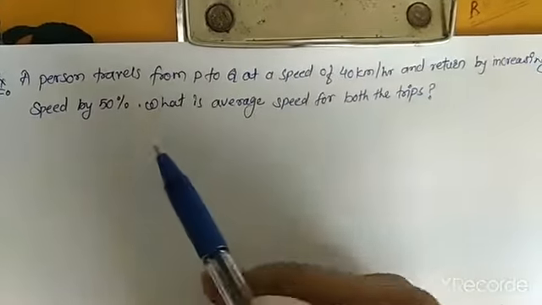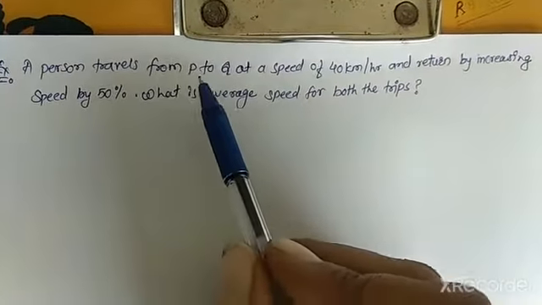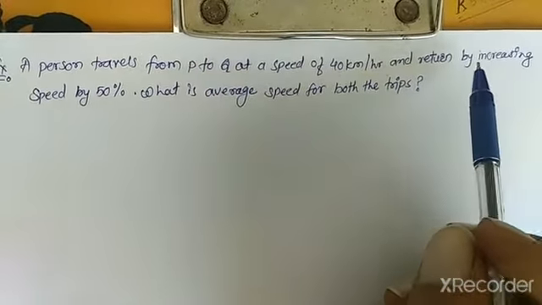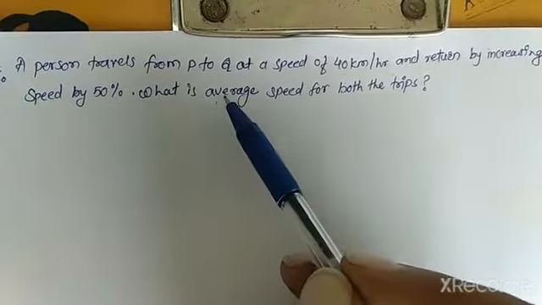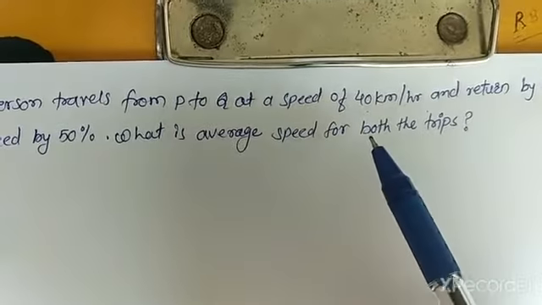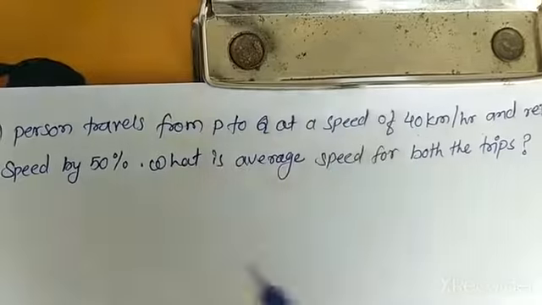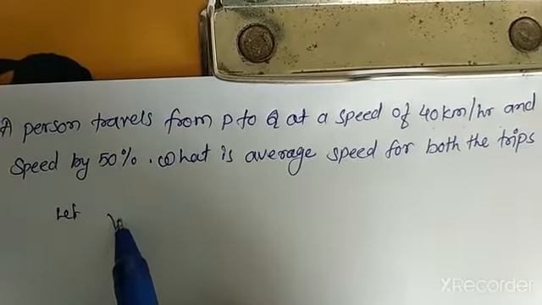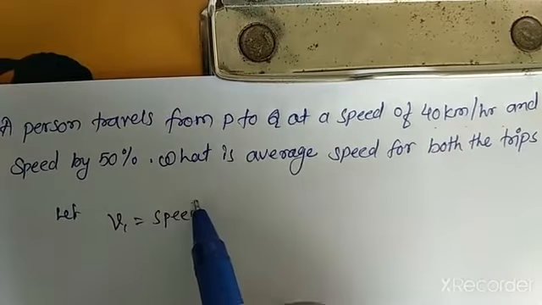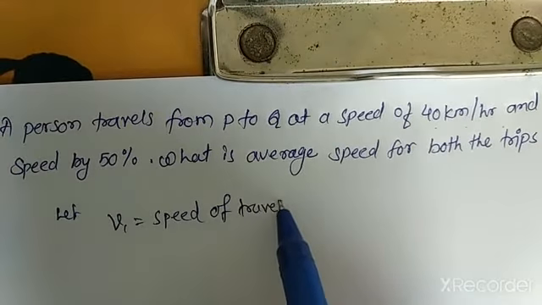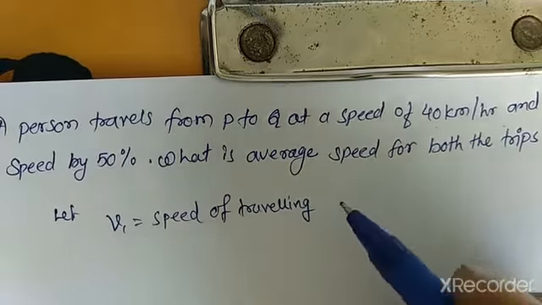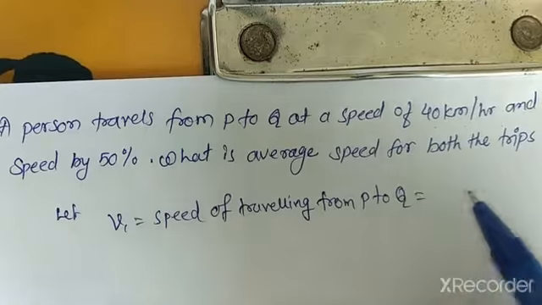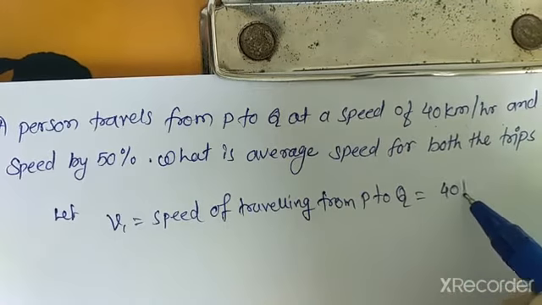Now consider the next example. A person travels from P to Q at a speed of 40 km per hour and returns by increasing speed by 50%. What is the average speed for both the trips? Here, let V1 be the speed of traveling from P to Q, which is equal to 40 km per hour.